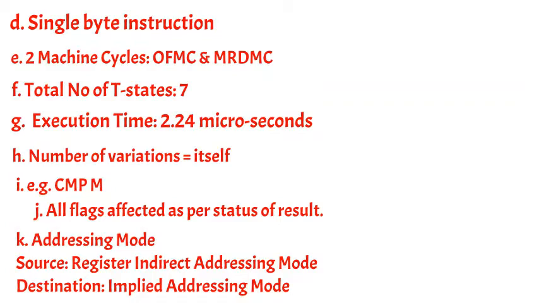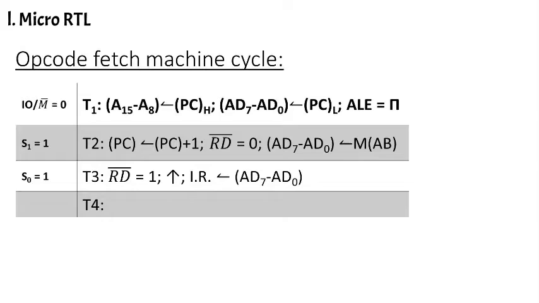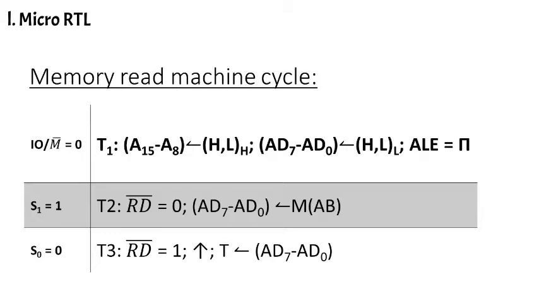This is now the micro RTL of this instruction. You have the opcode fetch machine cycle and the memory read machine cycle. In the opcode fetch machine cycle, as usual, in the T4 state, CMPM will be equal to 1. And then you have the memory read machine cycle, where you are loading the address bus with the HL register pair.